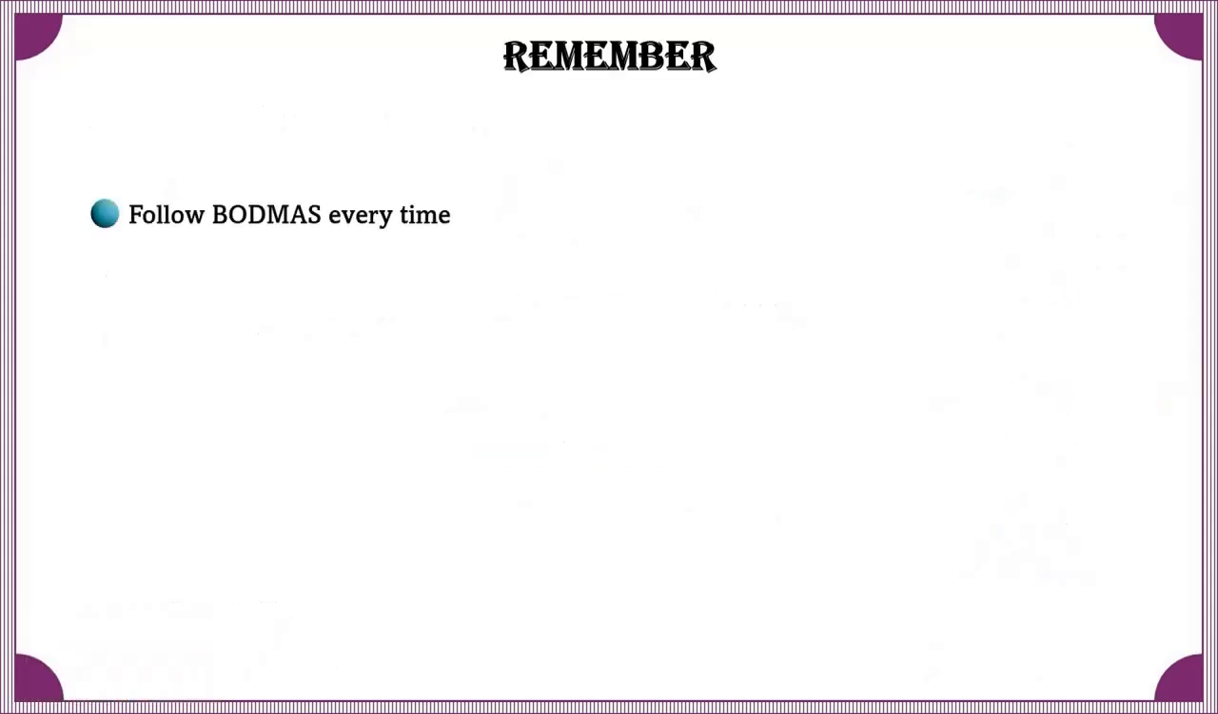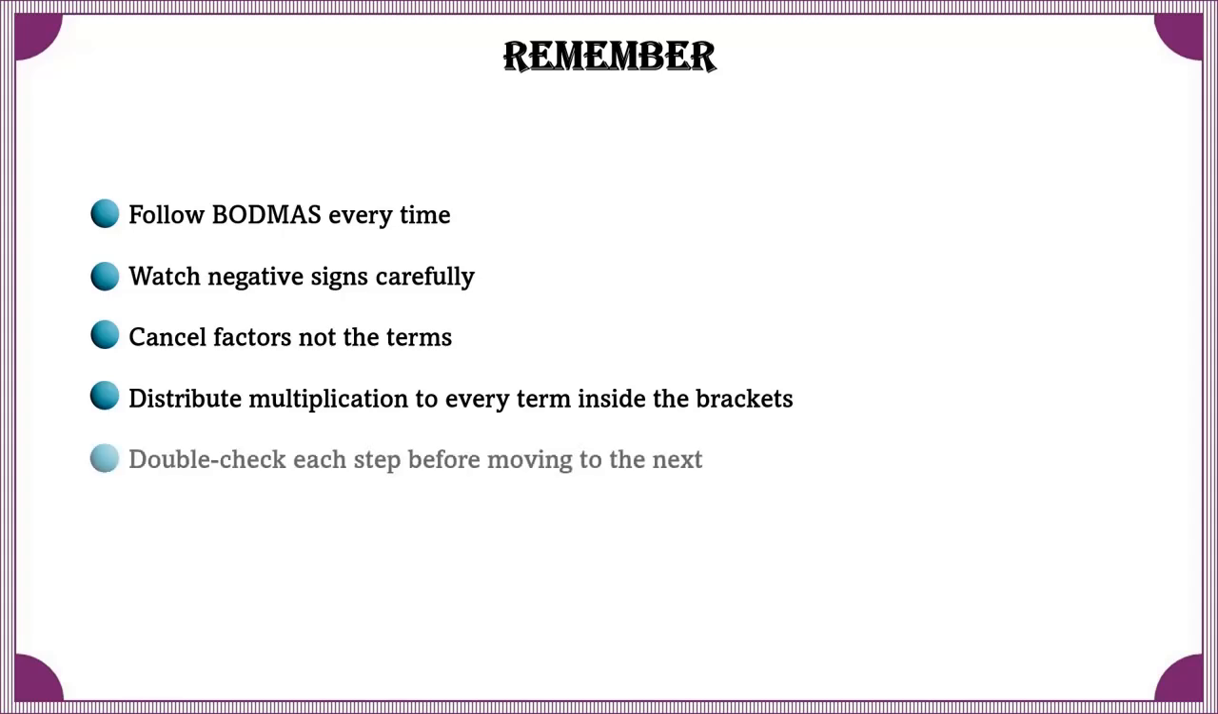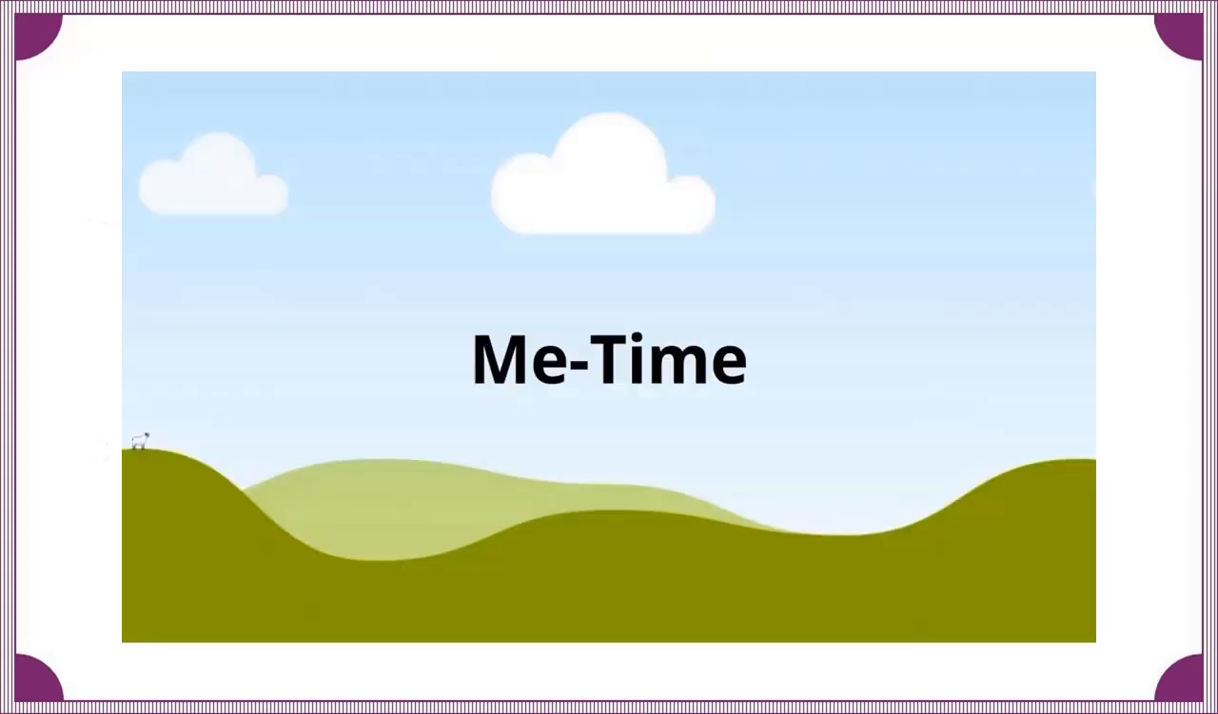Remember, follow BODMAS every time. Watch negative signs carefully. Cancel factors, not the terms. Distribute multiplication to every term inside the bracket. Double check each step before moving to the next.